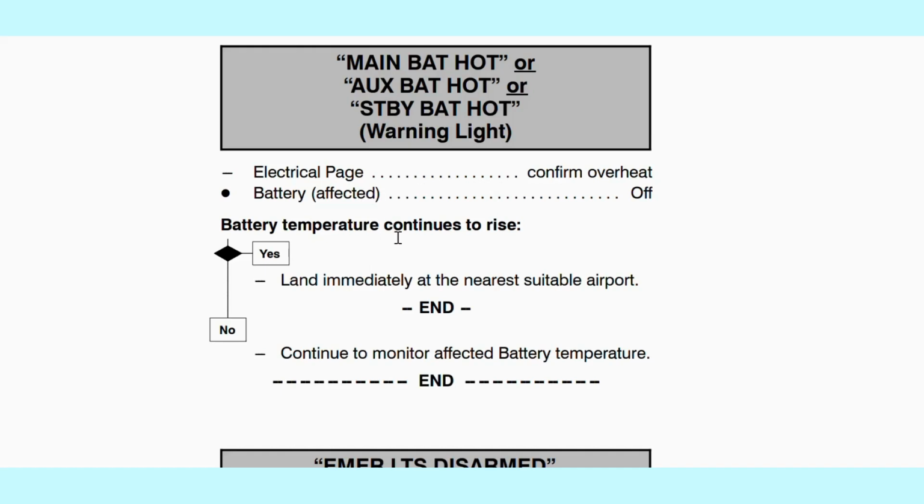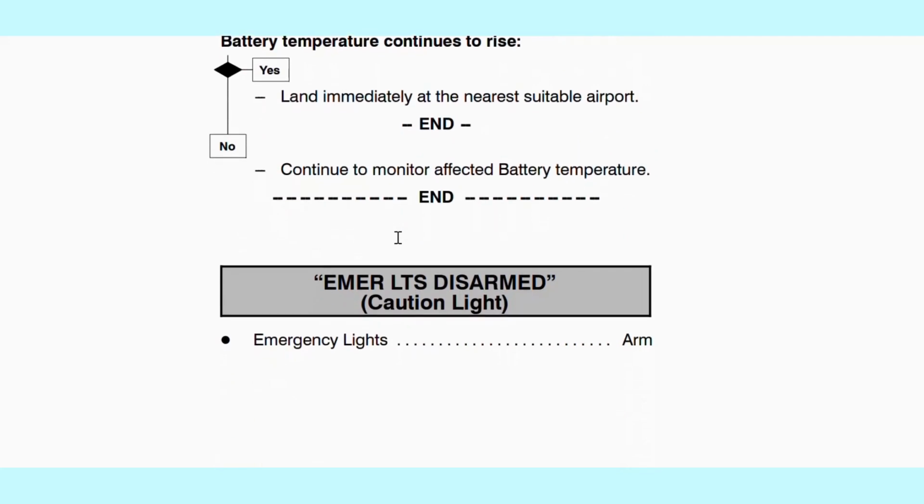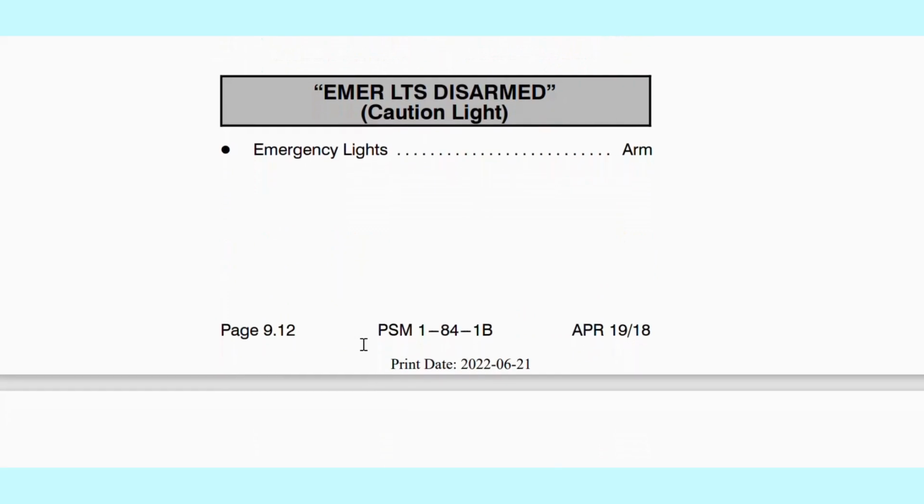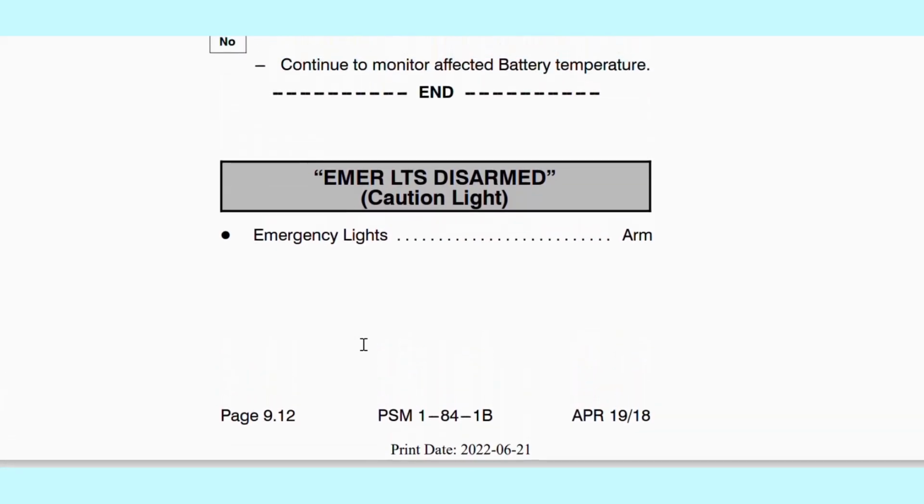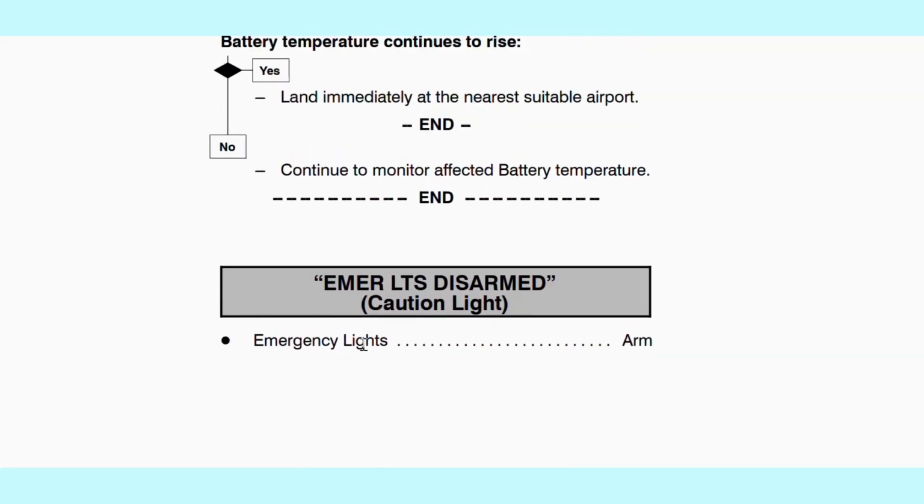Okay, emergency lights disarmed, caution light, basically not a big issue at all. Just put the emergency light toggle switch to the arm position and that caution light will go off. Okay, this is the end of the electrical system side of the QRH.